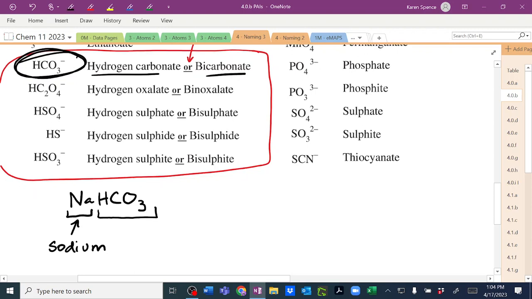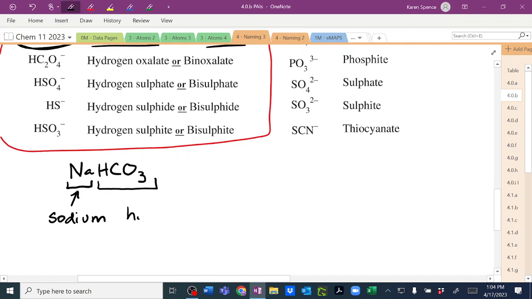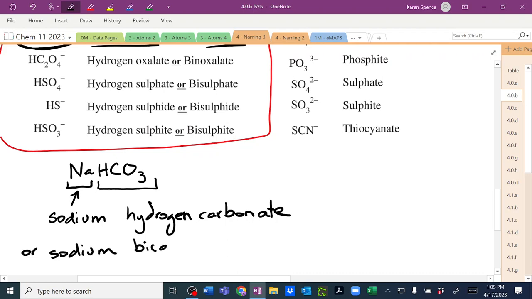So this compound, we could name it sodium hydrogen carbonate, or we could name it sodium bicarbonate. So you should only ever be naming 2 ions. You should not be trying to name 3 different things. Okay, yeah.